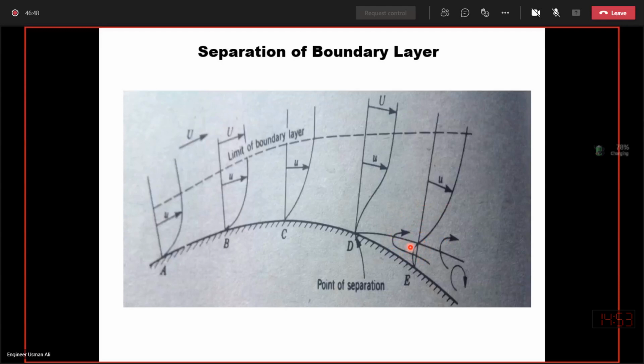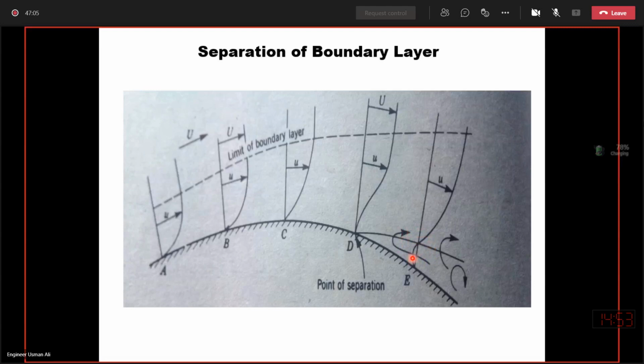reverse flow will take place. Eddies will form, rollers of the fluid will form. So this is called a turbulent wake. Turbulent wake will develop after the separation of the boundary layer, and this will cause large losses of energy.